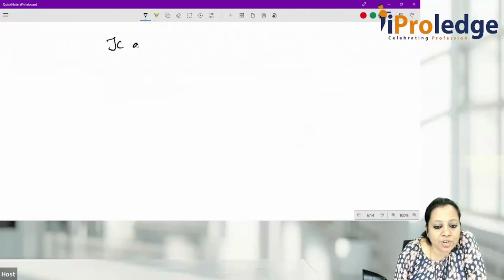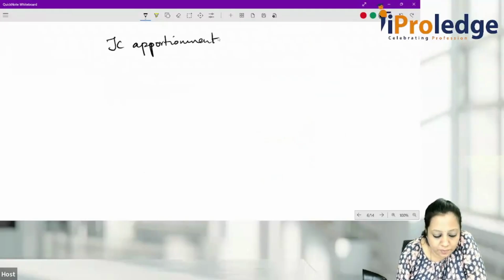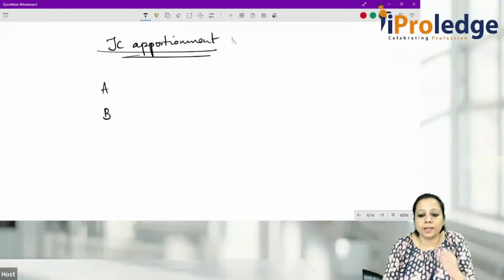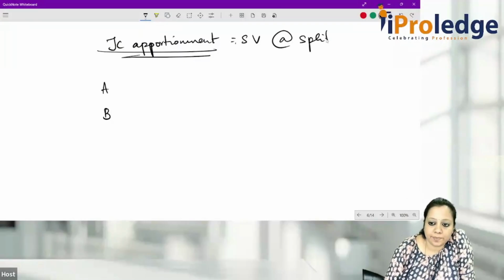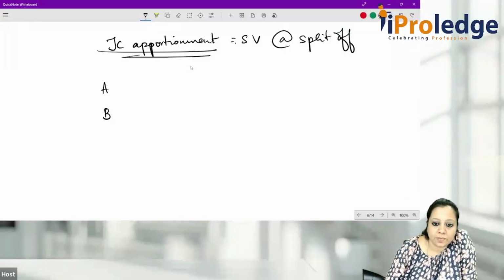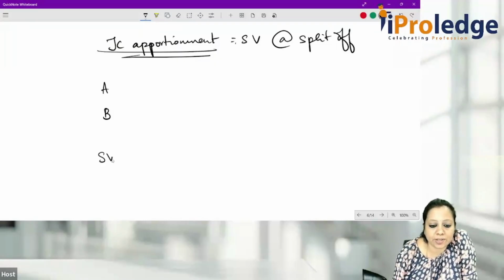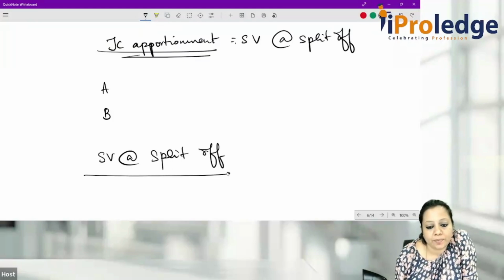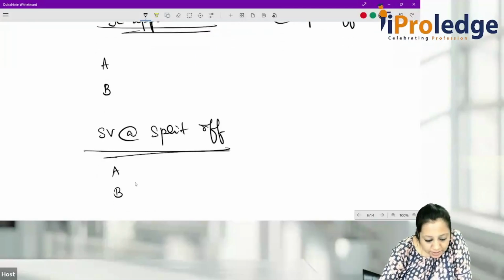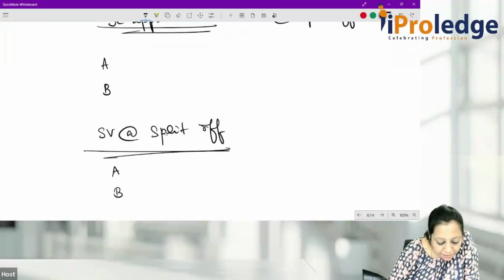So joint cost apportionment, first one. A and B. So now we will do it as sales value at split off. So we'll do one thing. Sales value at split off. Below it, I will do the calculation. For A and B, how much is the sales at split off, students? 8 and 4, no?